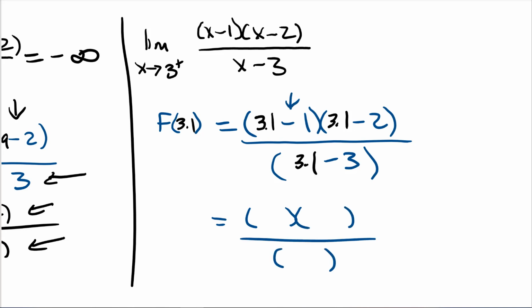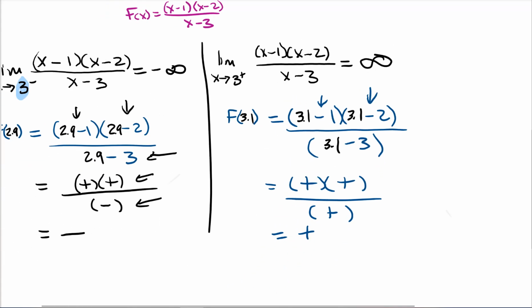So 3.1 minus 1 is 2.1. That's a positive number. 3.1 minus 2 is 1.1, that's a positive number. 3.1 minus 3 is 0.1, but isn't that, again, a positive number? So I'm pretty sure a positive times a positive is positive. And then when you divide by a positive, that stays a positive. So what do you think the answer to this one is? It's positive infinity.